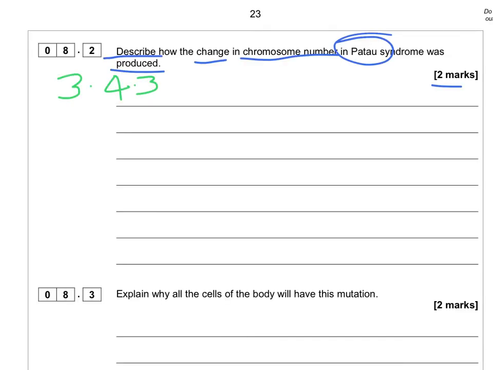So 8.2, and also 8.1, is related to 3.4.3 in the spec, which is related to genetic diversity can arise as a result of mutation or during meiosis. And the question says describe, and I've highlighted describe, which is great. Describe is recall how the change in chromosome number was produced. Now, Patau syndrome, all you need to know is that an extra chromosome has been produced. There has been a mutation in the number of chromosomes. And it says, how was it produced?